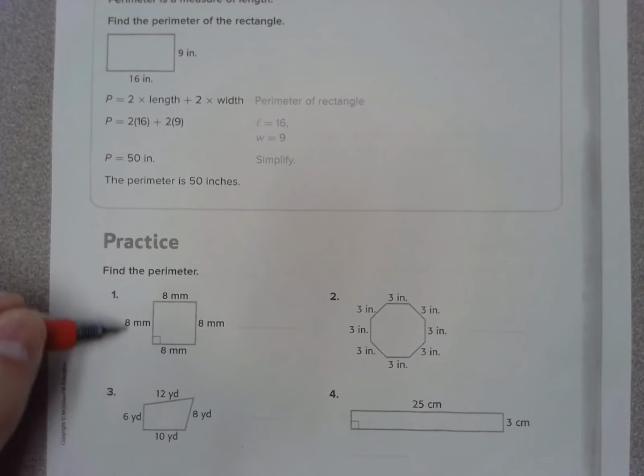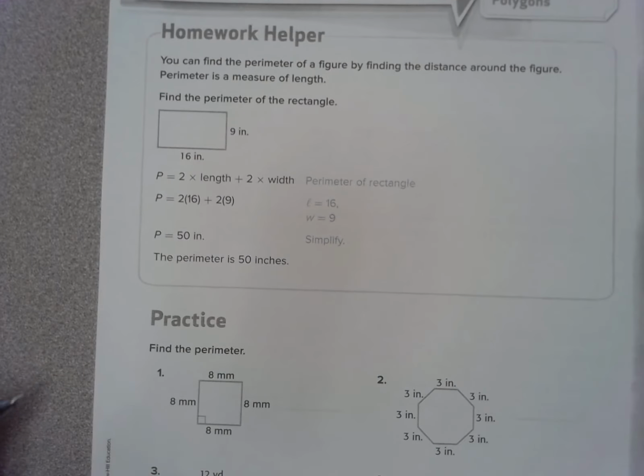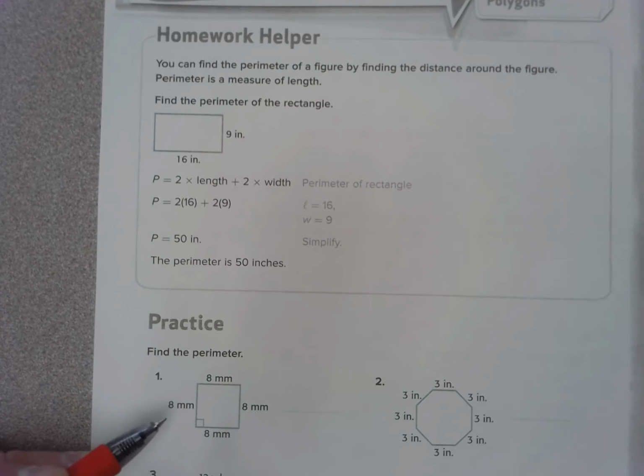You just need to make sure that if it's a square, there's an easy way to do it. You just need to remember that you're adding all the sides up. And remember, the units are not squared, they're not cubed this time, they're just the plain old unit.